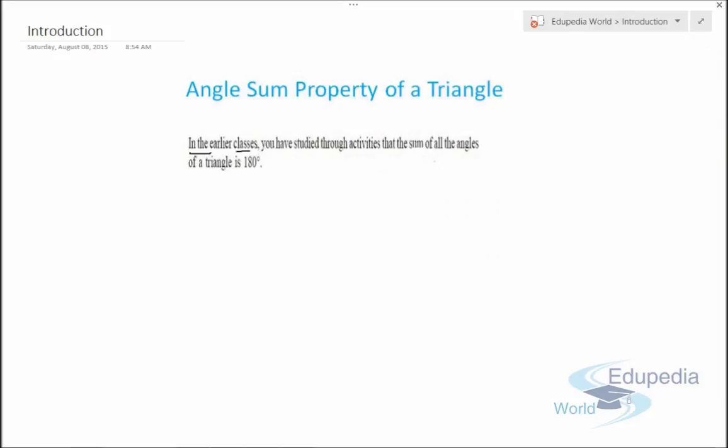Now in the earlier classes you have studied, through activities or through theorems, whatever may be the way, that the sum of all the angles of a triangle is 180 degrees. Suppose we have a triangle ABC, and suppose this is angle 1, this is angle 2, and this is angle 3. Then the angle sum property says that angle 1 plus angle 2 plus angle 3 equals 180 degrees. So this is the angle sum property. We'll discuss questions related to the angle sum property and the proof of this property through a theorem.